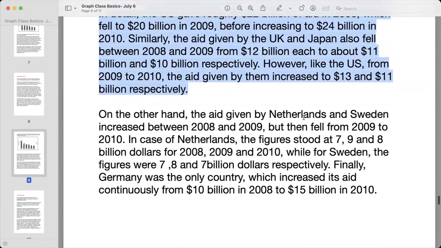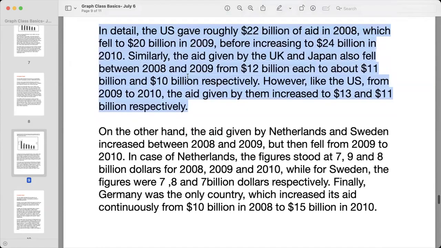On the other hand, the aid given by Netherlands and Sweden increased between this year and this year, but then fell from this year to this year. So I've mentioned how they are different. In the first case, the aid was first decreasing and then increasing. Here, the aid first increased and then decreased. In case of Netherlands, the figure stood at this much, and this much in these three years, while for Sweden, the figures were this much and this much respectively. I've given the data for both of them. I don't need to mention increase and decrease here because I've given that part earlier. First increase and then decrease.